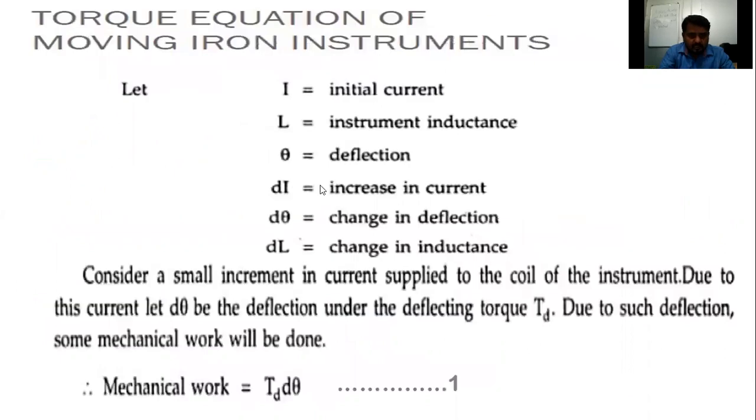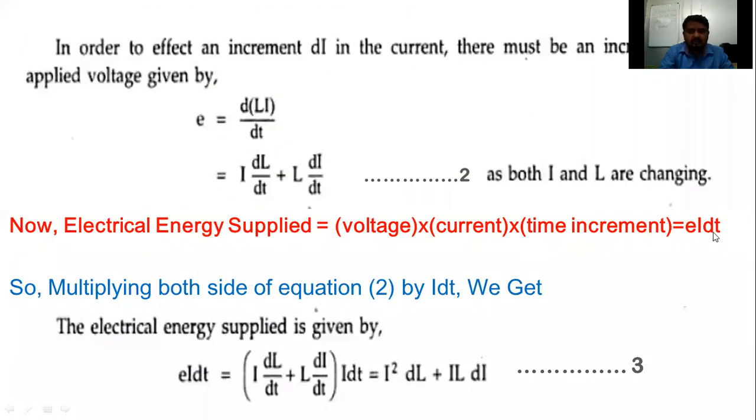Here dt is the increment in time. So the change in electrical energy supplied is equal to EI dt. But consider equation number 2, which we have here.